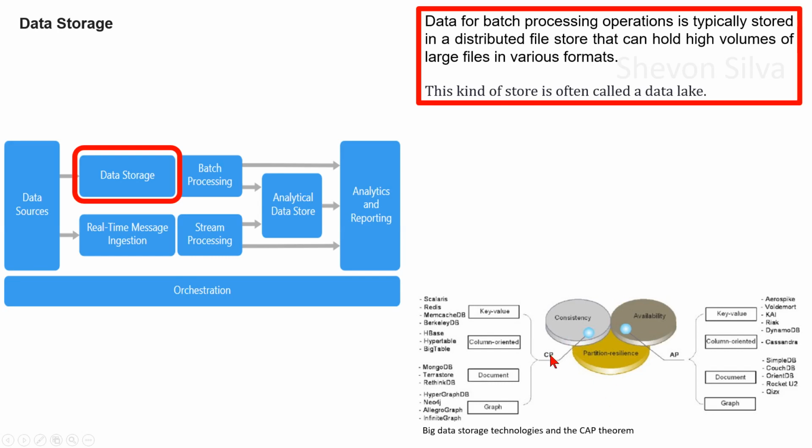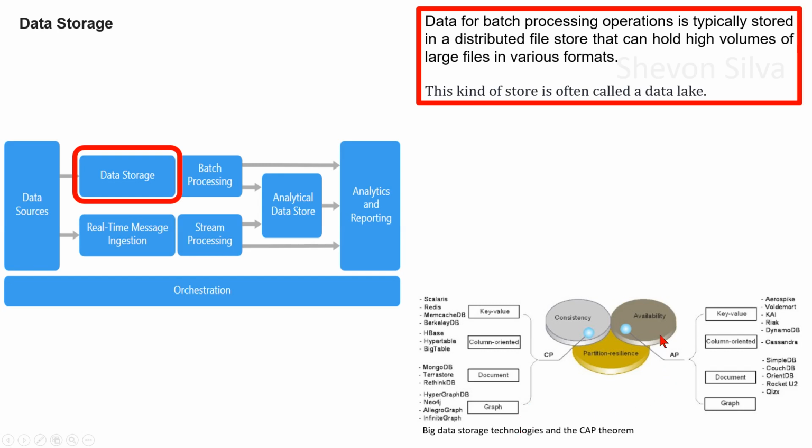Here, with related to consistency, CP, we can include key value, Scalaris, Redis, Memcache DB, Berkeley DB, column oriented, HBase, Hypertable, Bigtable, document, MongoDB, Terrastore, Rethink DB, graph, Hypergraph DB, Neo4j, Elego graph, Infinite graph.